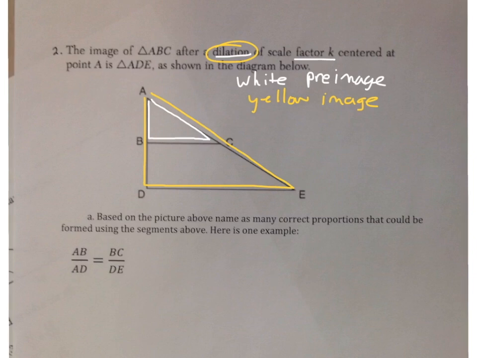And I gave you a start. So let's see, I said that AB over AD was equal to BC over DE. I just matched up the segments to each other to get that proportion. There's other ones you can make too. So the directions say to make as many as you can. Well, let me do a few. So I could do the bottom.